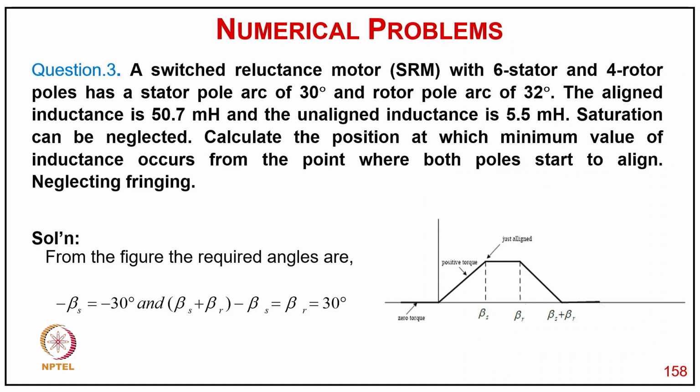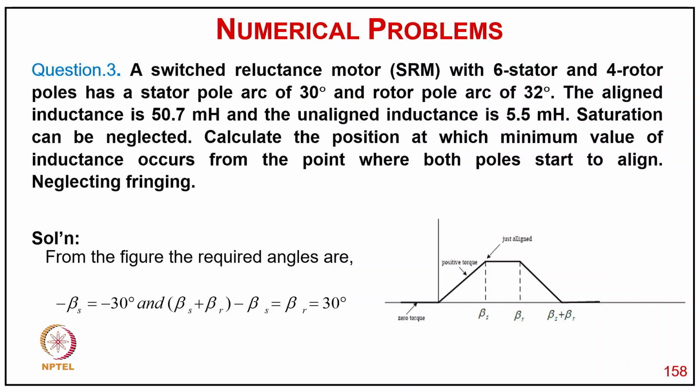Now coming to question 3: a reluctance motor with 6 stator and 4 rotor poles has a stator pole arc of 30 degrees, rotor arc 30 degrees, aligned inductance 50.7 millihenry and unaligned inductance 5.5 millihenry. Calculate the position at which the minimum value of the inductance occurs from the point where both the poles are lying, neglecting the fringing.